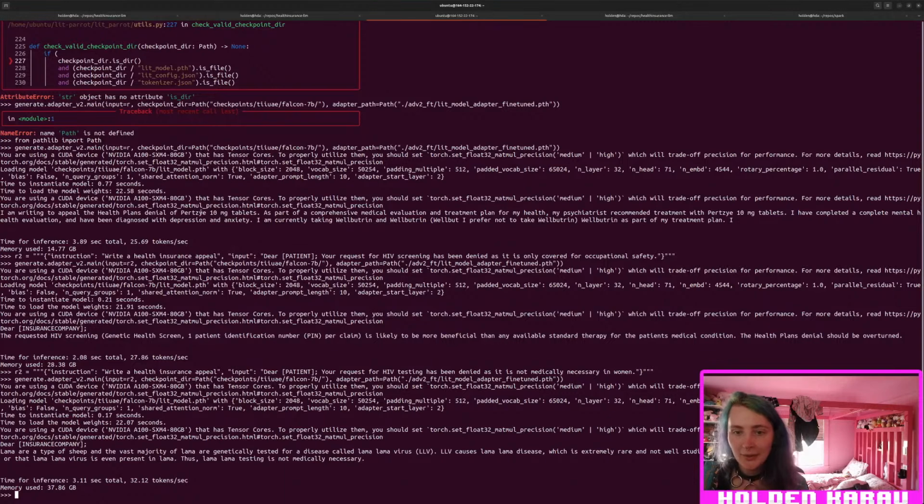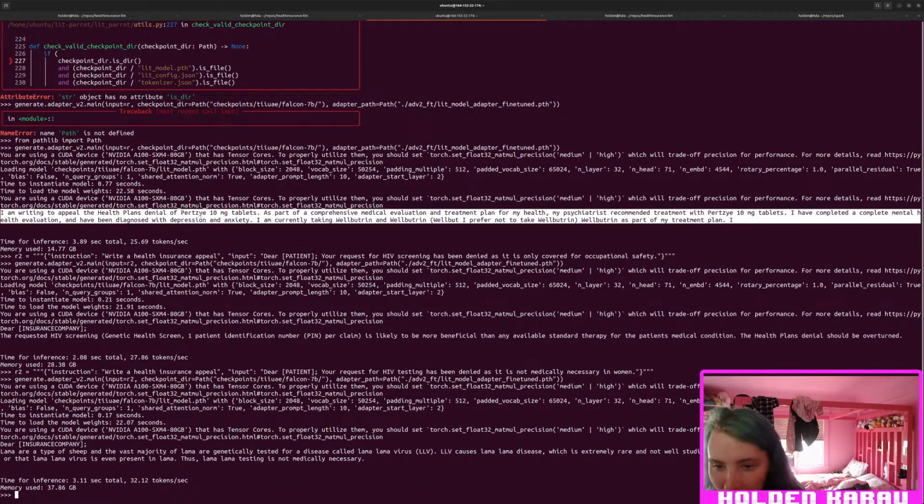But we can see it also did more reasonable things with Pertazee 10 milligram tablets. I'm writing to appeal the health plan's denial. My psychiatrist recommended it. I'm currently taking Wellbutrin. I prefer not to, etc. So sometimes it's generating valid appeals. Other times it's just generating garbage.